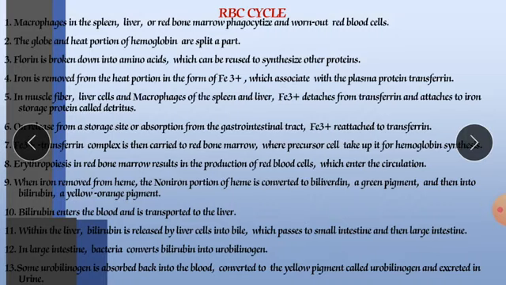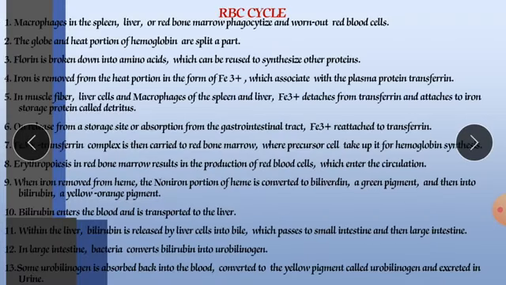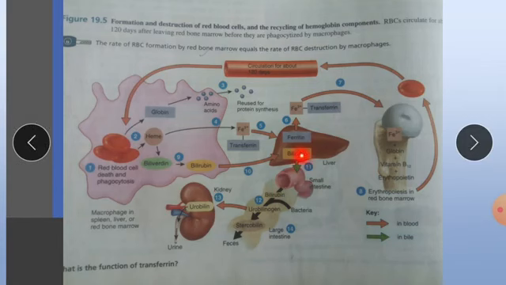Now the 10th point: the bilirubin enters the blood and is transported to the liver. So this bilirubin enters the blood, and again it is transported to our liver. Within the liver, bilirubin is released by the liver cells into the bile, which passes to the small intestine and then the large intestine. So here you can see, from here the journey of bilirubin continues, and it goes into the small intestine and again into the large intestine.